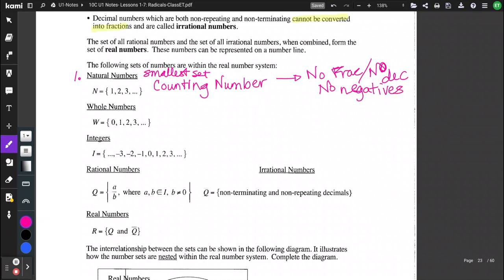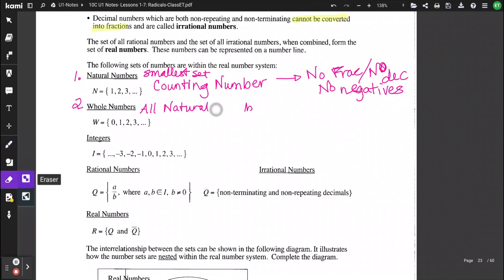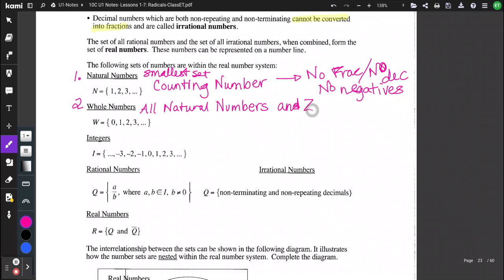The only thing that's different between the natural system and the whole number system is that the whole numbers include one extra number, and that's the number 0. So these are considered, as a definition, all natural numbers and 0. So now they're opening up the number line by one more number.